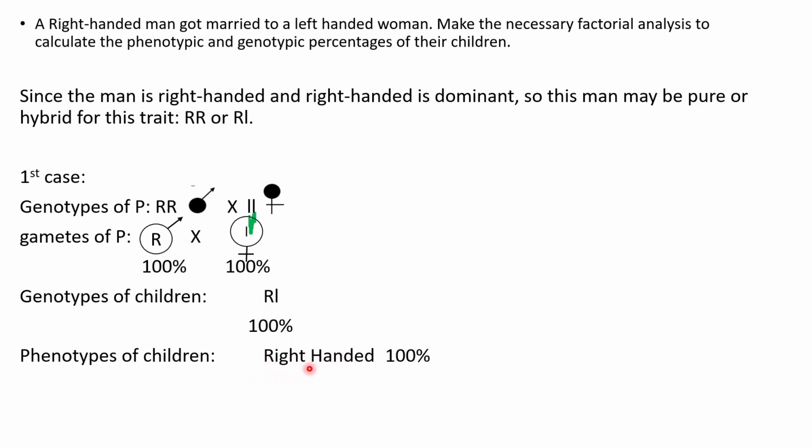And you have to pay attention that I'm dealing with percentages here, because in the question they are asking me to calculate the phenotypic and genotypic percentage of their children. When you are asked to calculate the percentage, you have to deal with percentages. If you are asked to calculate the ratio or proportions, like 1/2, 1/4, 3/4, you have to deal with ratios. You cannot write percentage when you are asked for the ratio.